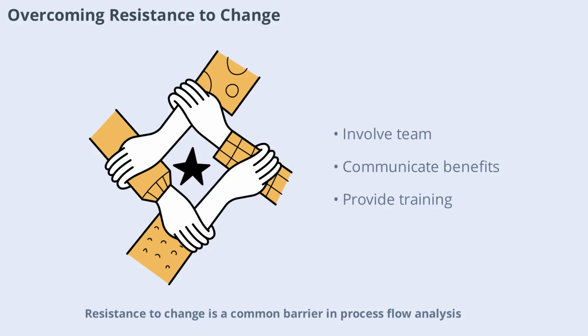Resistance to change is a common barrier in process flow analysis. Employees may fear job loss or increased workload. To overcome this, involve team members early, communicate the benefits, and provide training. When people understand how process improvements make their work easier and more rewarding, they're more likely to support change.